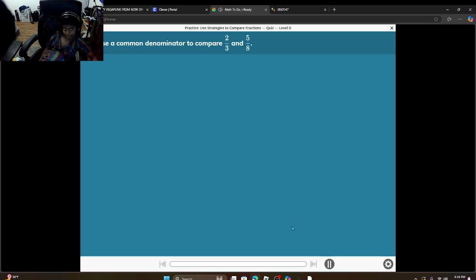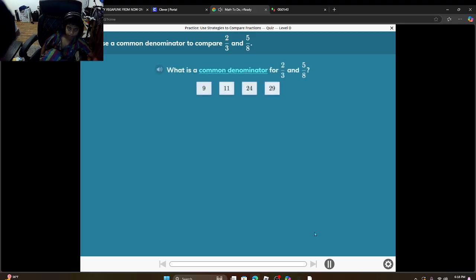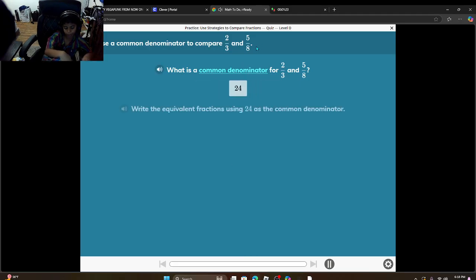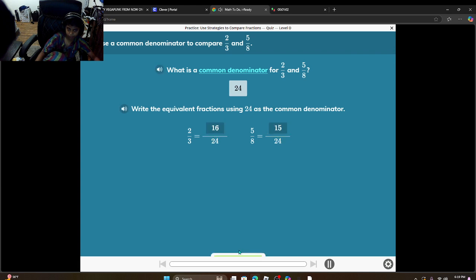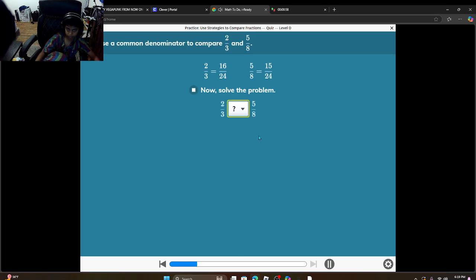Okay, next. I can finish this in 2 minutes. Use a common denominator to compare 2/3 and 5/8. What is a common denominator for 2/3 and 5/8? Times this by 8, then we find 24. Write the equivalent fractions using 24 as the common denominator. Times it by 8, 16/24. Times it by 8, 40. Oh wait, no, times it by 3, 15. Now, solve the problem. Look at this one.